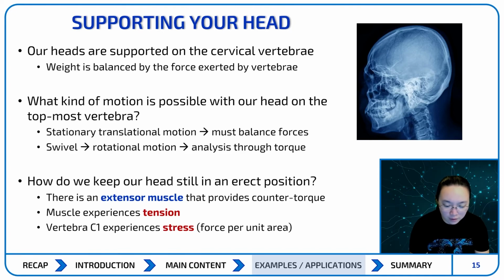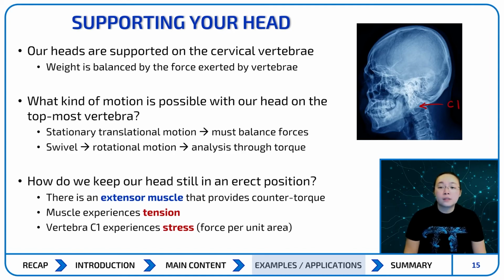So over here, I'm just going to draw on this. You have your C1 vertebrae, and that is the topmost vertebrae on your spine that's going to help support your head. So your weight is going to be balanced by, number 1, the force that's being exerted by the C1 disc, and also by some extensor muscles at the top of the spine.